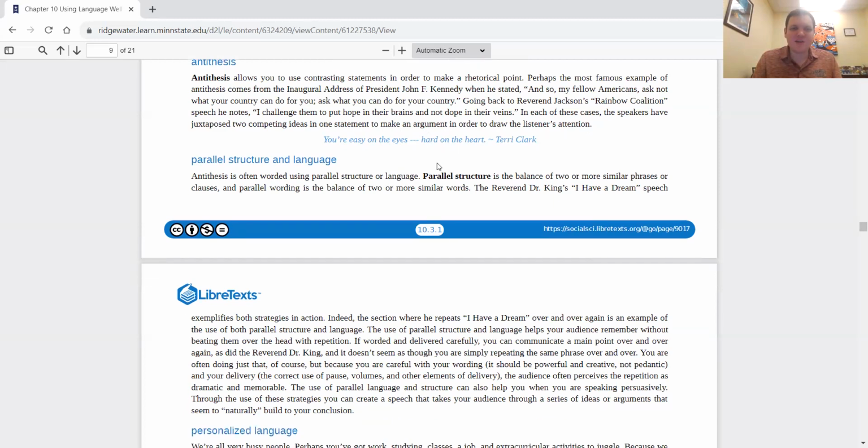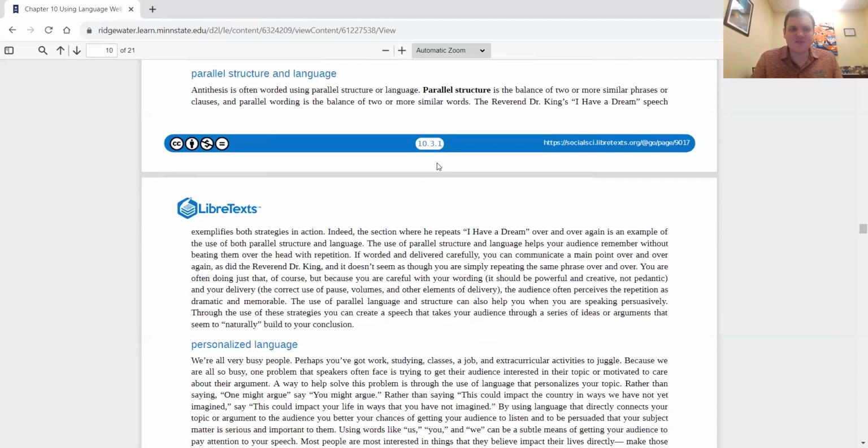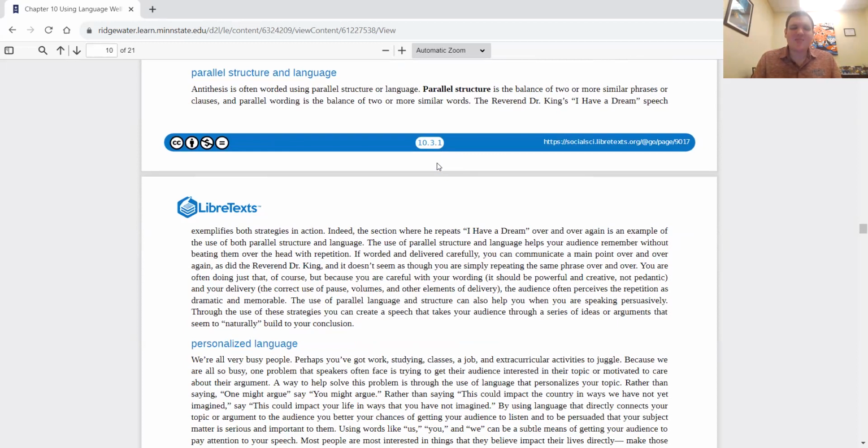So that's another strategy that can be used. But again, you don't want to overuse any of these strategies or even all the strategies, right? You're going to pick and choose what makes sense for your speech.